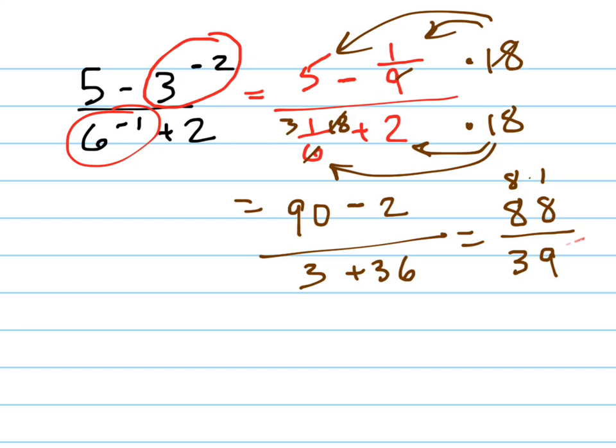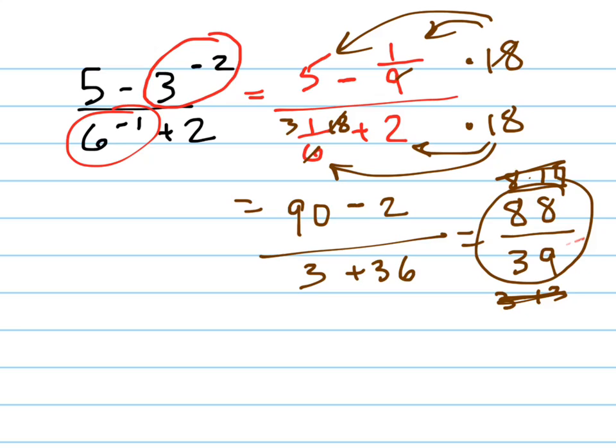88 is 8 times 11, which is 2 times 2 times 2 times 11. 39 is 3 times 13. So is there anything I can cancel between these? No, there's not. So my answer is just 88 over 39. And if they want it as a mixed number, you can do that as well.